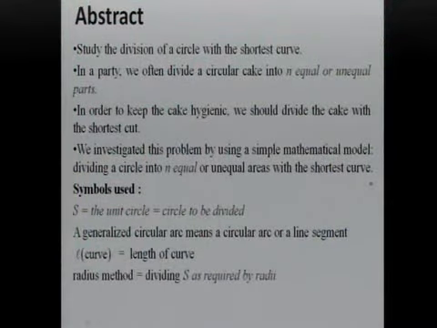She is Rani Li. Today I want to introduce our project, dividing a circle with the least curve. There are some defined symbols. S is the unit circle that we need to divide. A generalized circular arc means a circular arc or a line segment. The function L is the length of the curve in the bracket. Radius method is dividing S as required by radii.